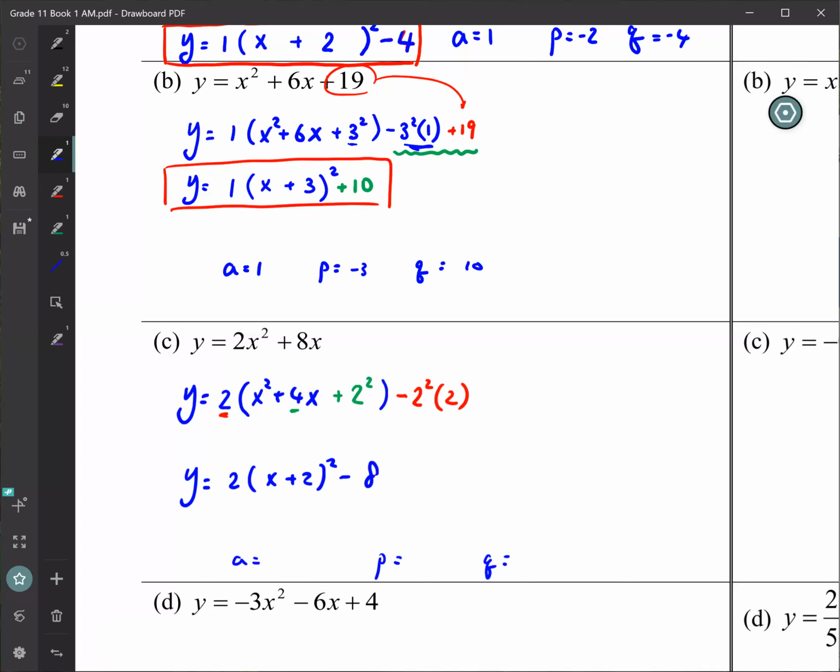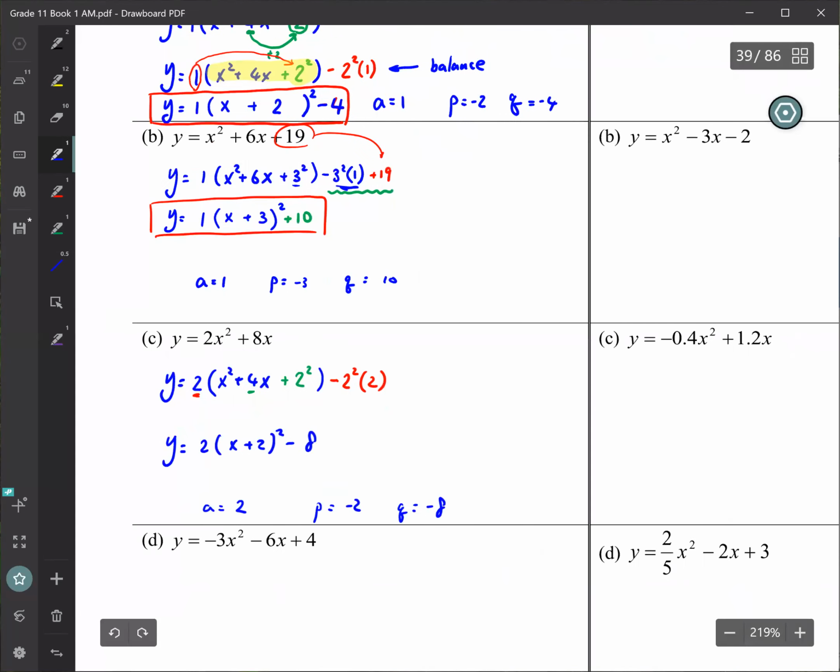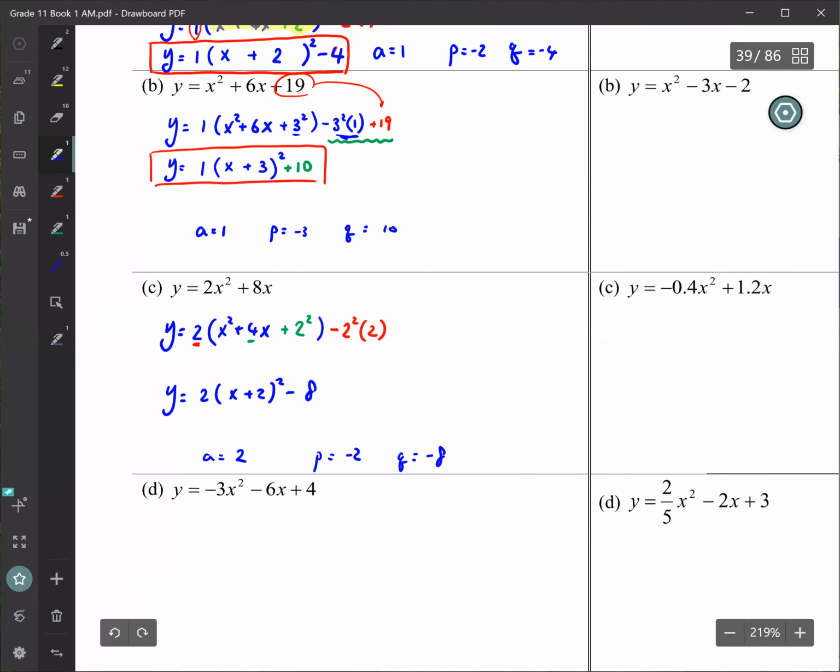And APQ, Colin, what's APQ here? A is 2, P is -2, and then Q is -8. Okay, perfect, okay? Does anyone have questions? So D is yours now, okay? D has an extra 4, right? Just like question B. Think about question B. B has an extra 19, right? D also has an extra 4, okay?